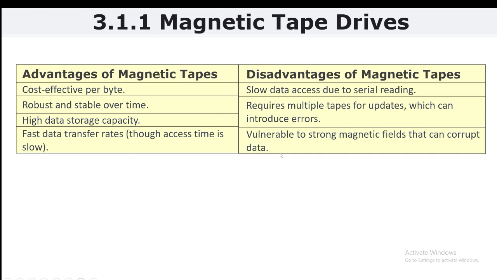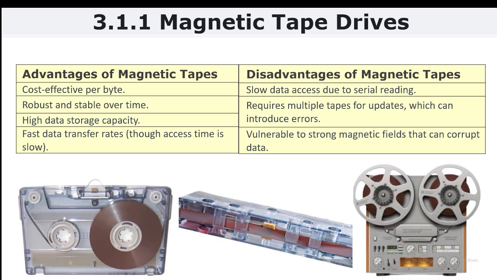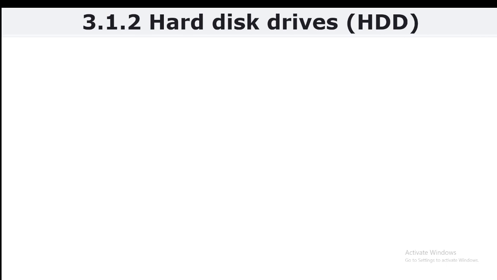And then finally, for a disadvantage, they are vulnerable to strong magnetic fields because they are made of magnets. When you introduce them to a very strong magnetic field, they can easily corrupt the data on them. These are good examples of magnetic tapes. Now we move to the hard disk drive.